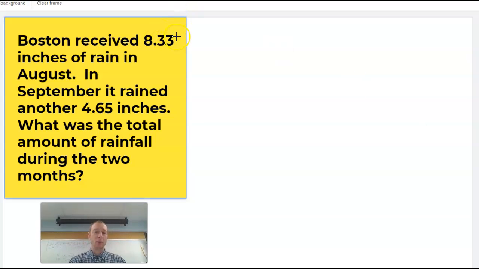Boston received 8.33 inches of rain in August. In September, it rained another 4.65 inches. What was the total amount of rainfall during the 2 months? So let's see. So first, Boston got 8.33 inches of rain. And then in September, it rained another 4.65 inches. What was the total amount of rainfall during the 2 months? So I think this is an addition problem, right?